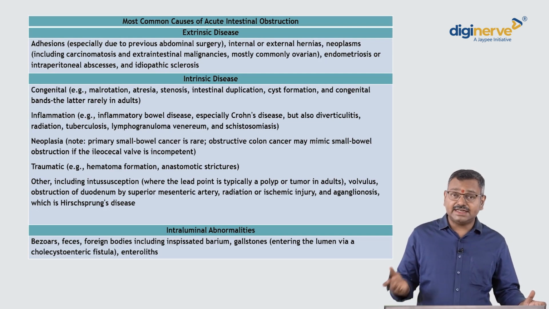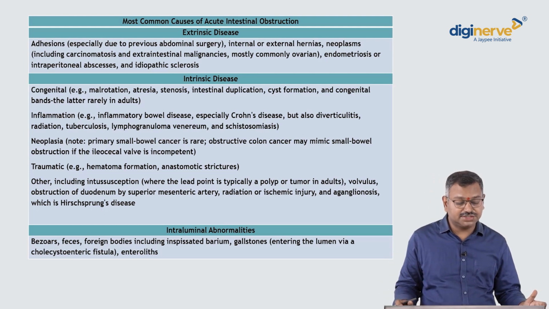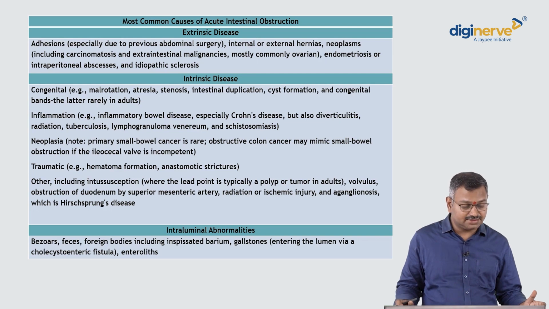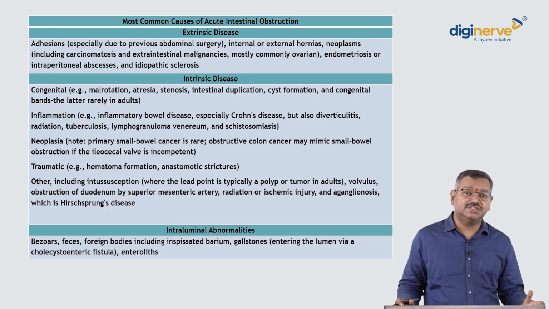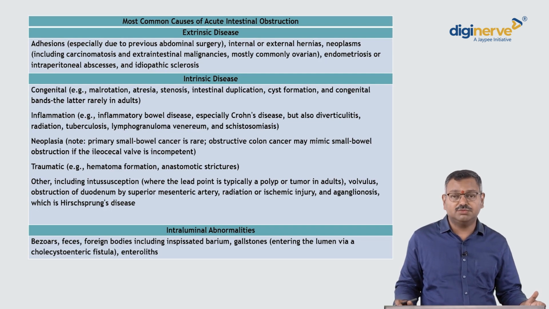It could be intrinsic intestinal problems like congenital ones, like malrotation, atresia, stenosis or congenital bands. It could be inflammatory conditions like IBD, Crohn's, diverticulitis, tuberculosis and radiation. It could be malignancies of the intestine, sometimes traumatic. It could produce hematoma or strictures, and some other causes like an intussusception or a volvulus, or sometimes Hirschsprung disease that could happen.